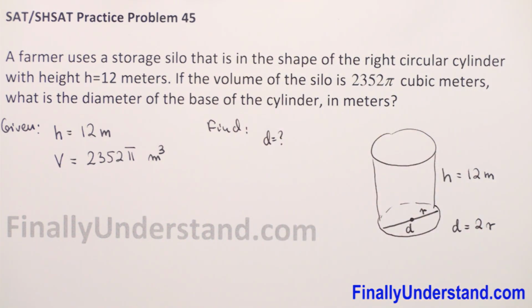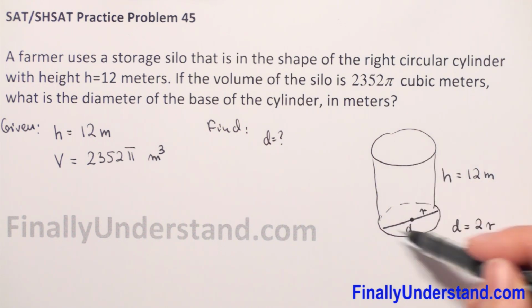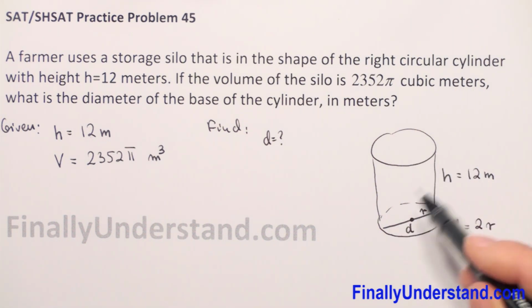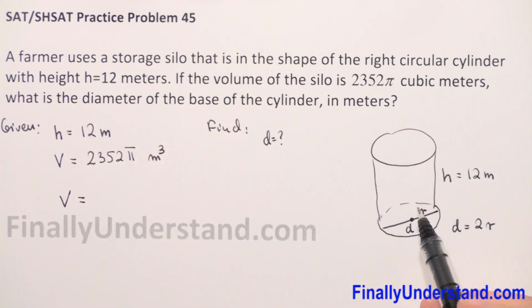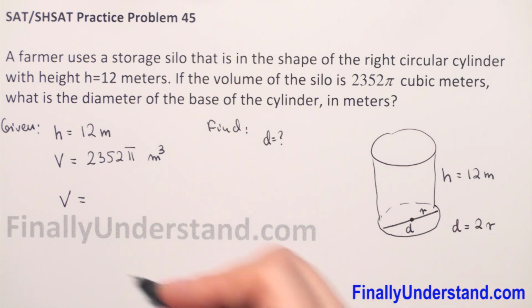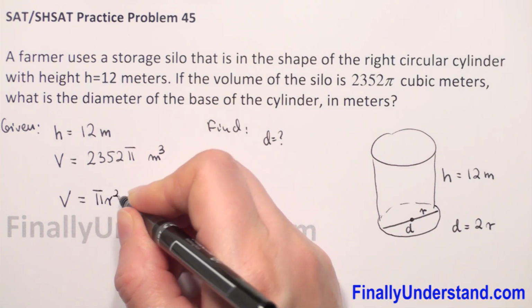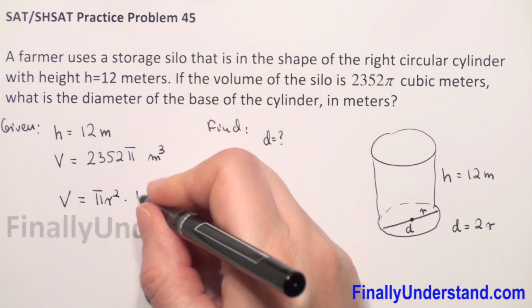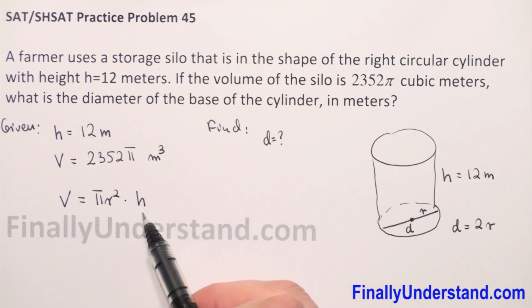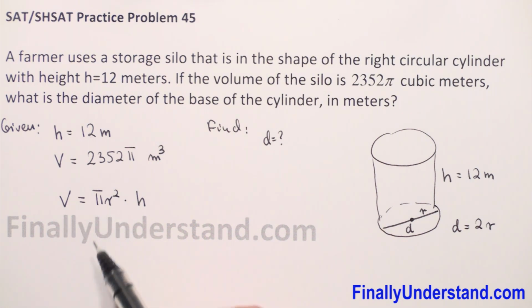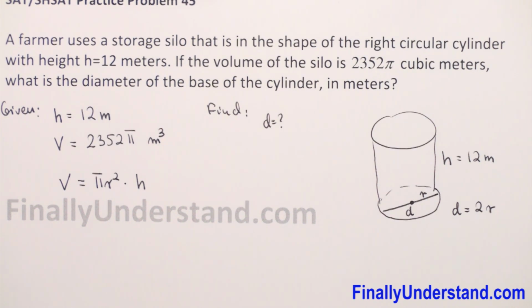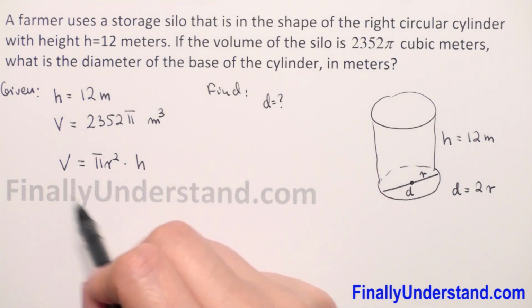So let me remind you first of the formula for the volume of a right circular cylinder. We have here V is the area of our base times the height. The base is a circle, and the area of a circle is pi R squared, times the height of our cylinder. We have given the height, we have given the volume. Our unknown is only R. So we can solve this equation.